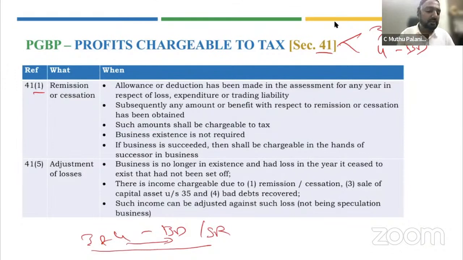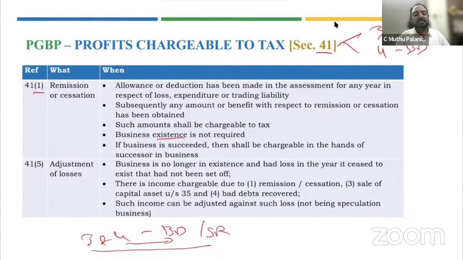I owe that creditor 50,000 rupees. Now that creditor says, hereafter you need not pay me. Automatically that 50,000, which is currently sitting as creditor, I now have to write off. When I write off, what do I do? I have to credit something in P&L. So it's an income. So this income is what we are talking about. And that income will be taxable even if the business existence is not there.